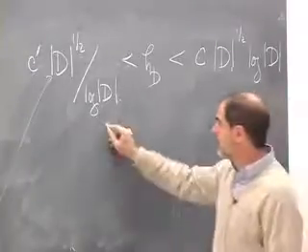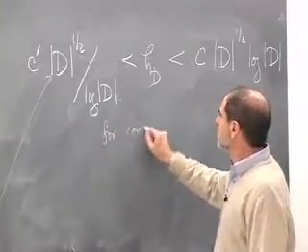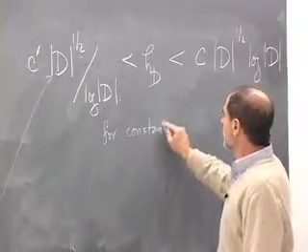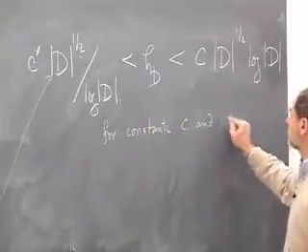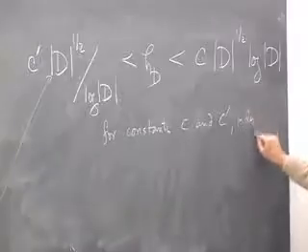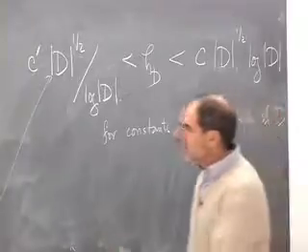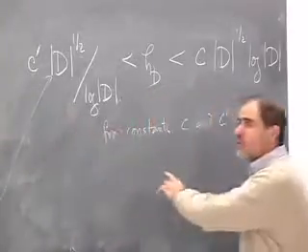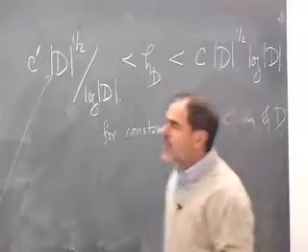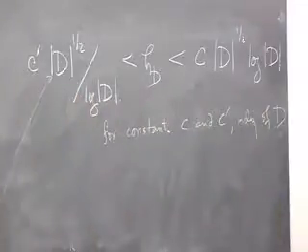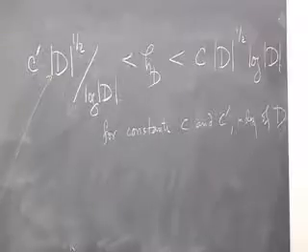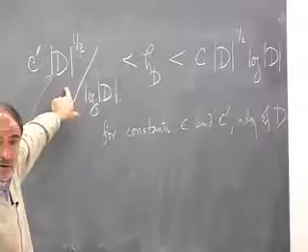For constants C and C prime, independent of D. So in particular, it grows at a very standard rate, so there can only be a finite number of these that have class number 1, and only a finite number of them have class number 2, and then only a finite number have class number 3, etc. Because eventually this number becomes bigger than any integer.